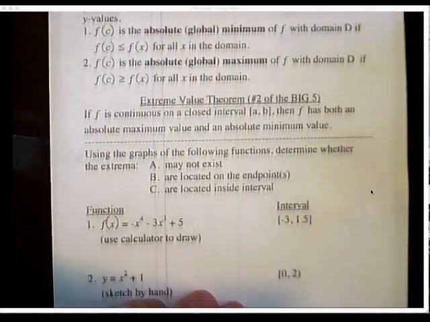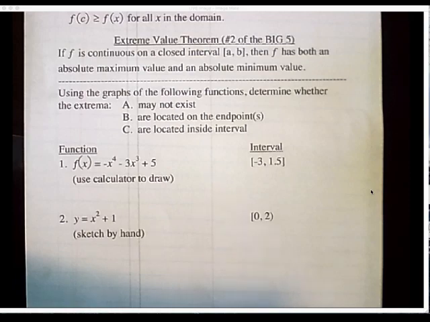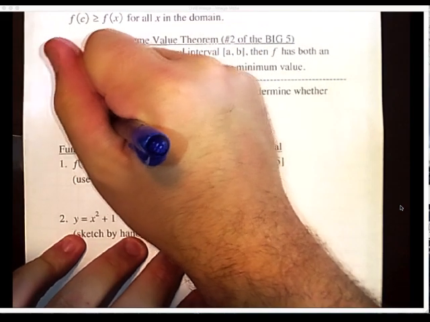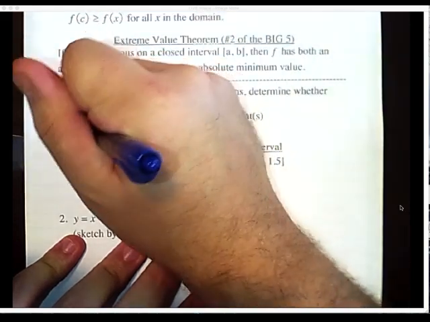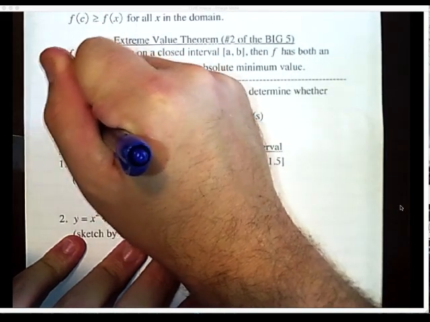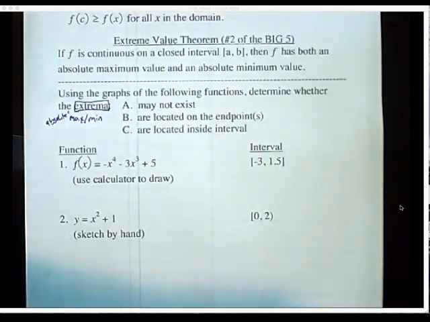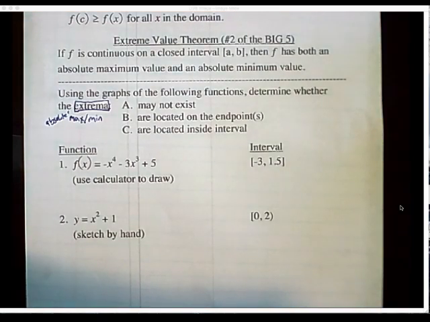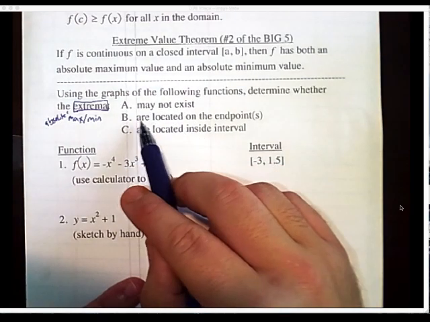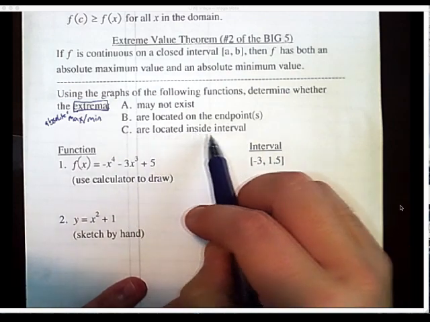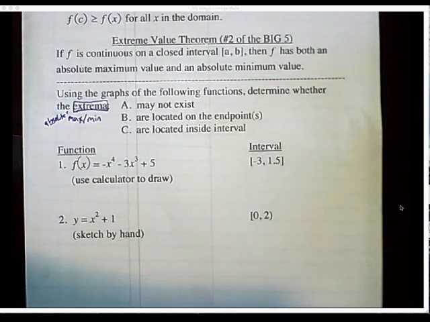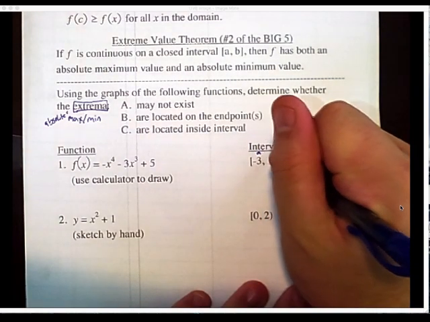So let's do this note card. In this note card, there's no associated packet with it. So it says, using the graphs of the following functions, determine whether the extrema, okay. So here when we see the word extrema, they're talking about maxes and mins, or absolute maxes and mins. Okay, absolute maxes and mins, whether they may not exist, are located on the endpoints, or if they're located in the interval. Okay. So on the first question, they're asking us to use our calculator, and they're telling us the interval to look at, A to B.